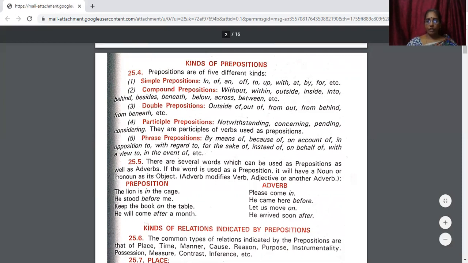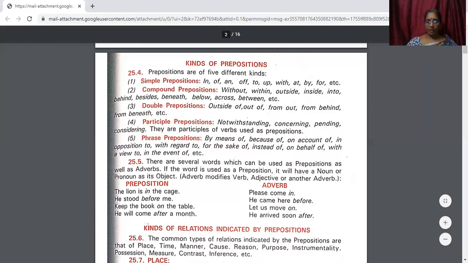There are several words which can be used as prepositions as well as adverbs. If the word is used as a preposition, it will have a noun or pronoun as its object. Adverb modifies verb, adjective, or another adverb. For example, the lion is in the cage. In is a preposition there. Please come in. The same word in, see how it is used.